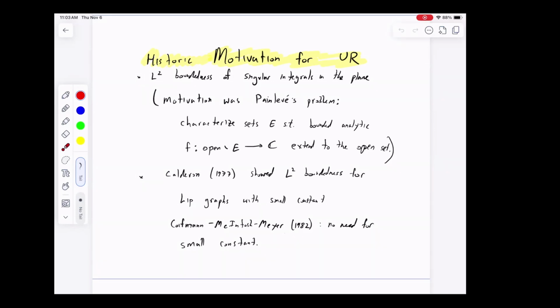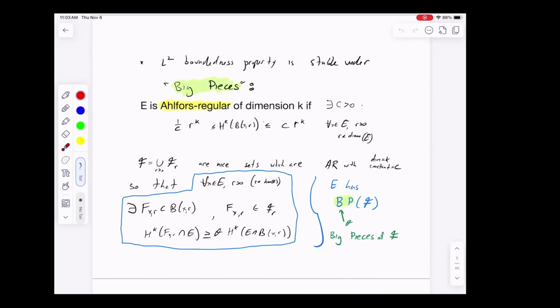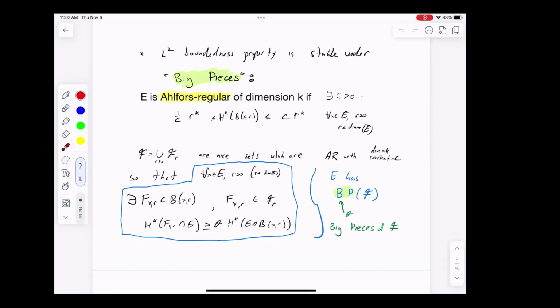The reason I'm mentioning this is because this property, this singular integral being bounded, is stable under what are called big pieces. I want to tell you what big pieces are, because that's going to be an important player for me.